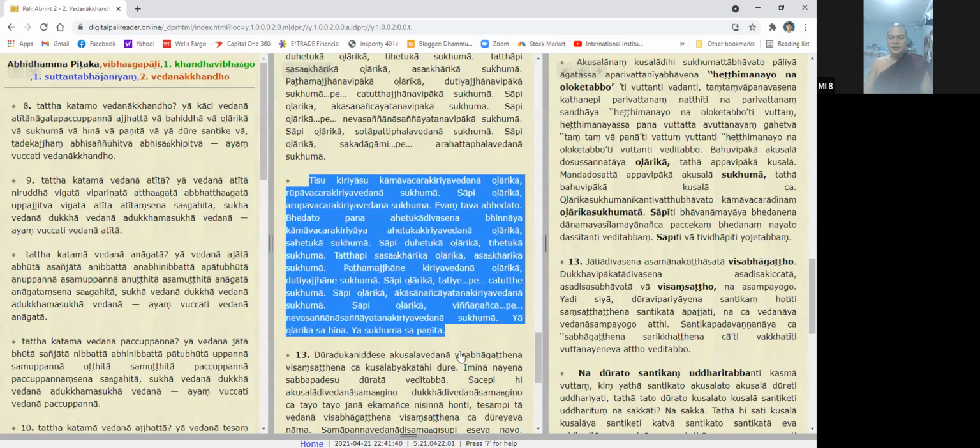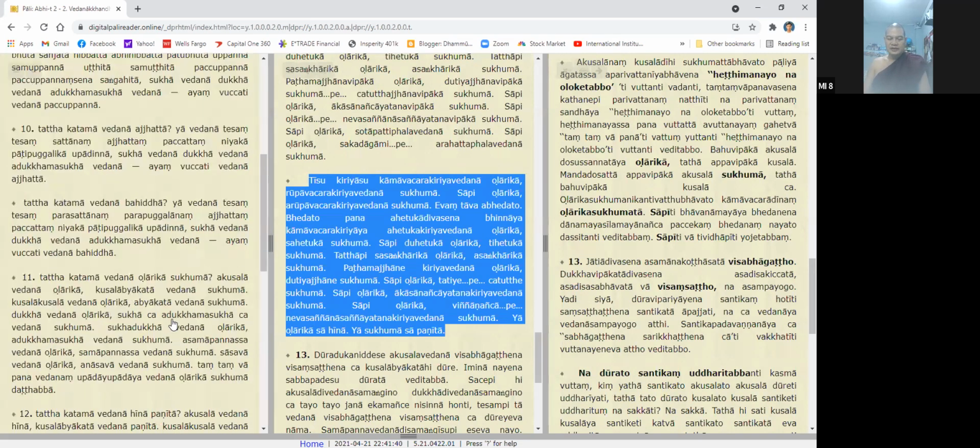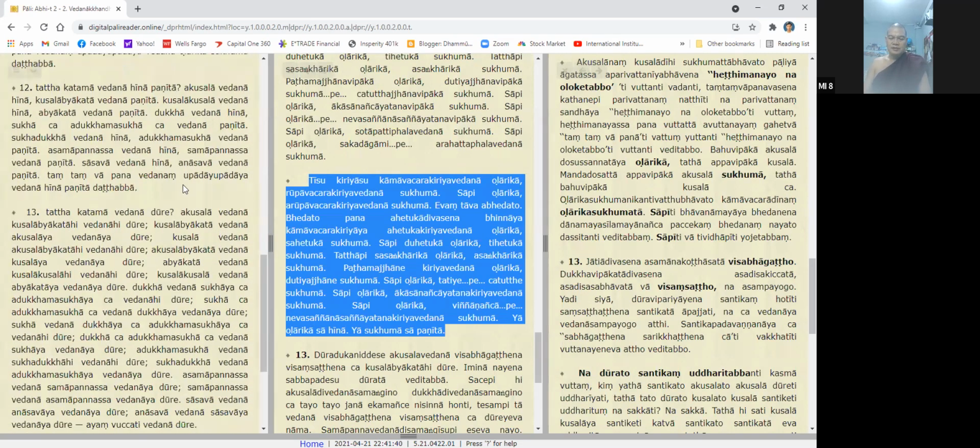Here, the main point: what is olarika is hina, what is sukhuma is panita. What is gross is hina, inferior, and what is subtle is panita, the superior. So olarika, sukhuma, hina, panita. These two classifications are the same.